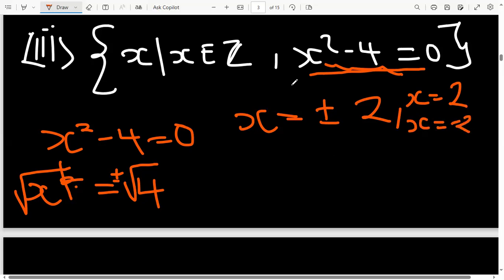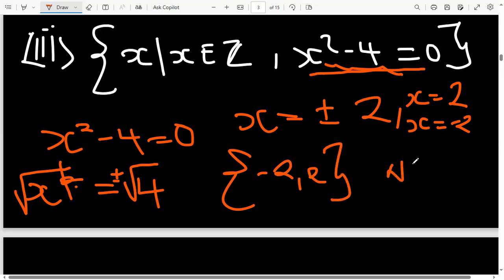So this one is not an empty set, because it's a set that contains 2, or should I say minus 2 and 2. So this one is non-empty. It's not an empty set. Okay, any questions there, guys?